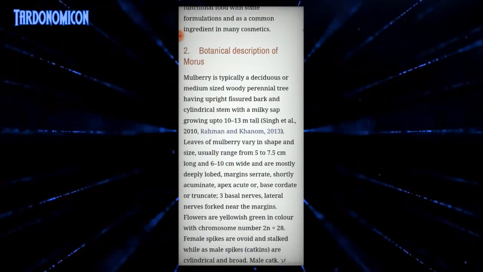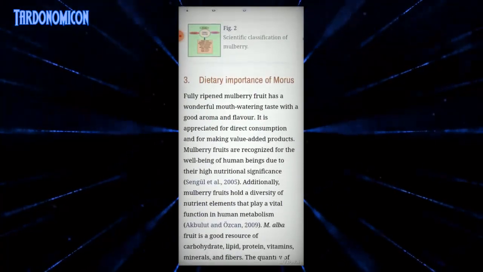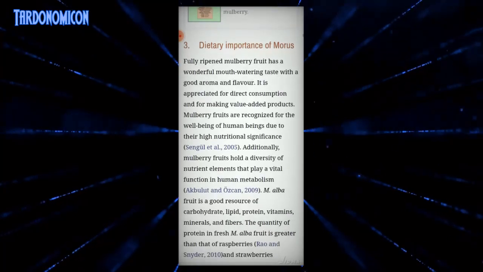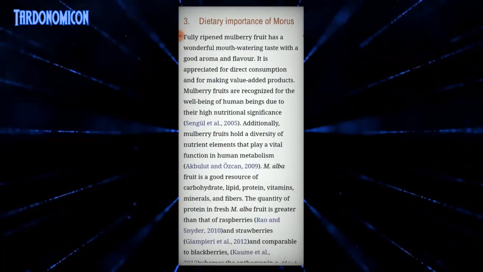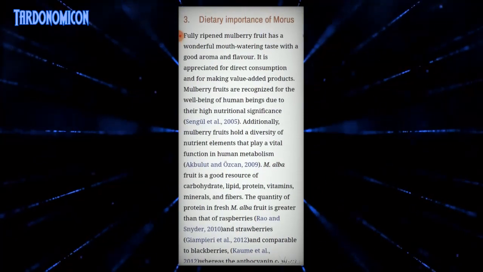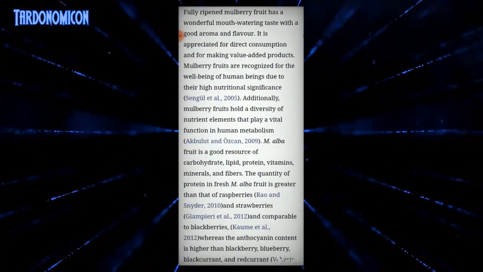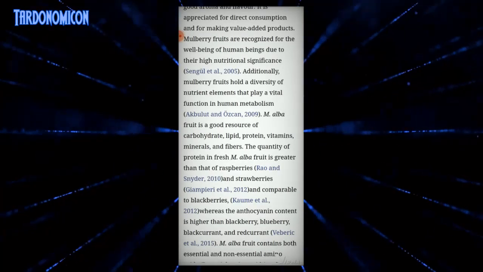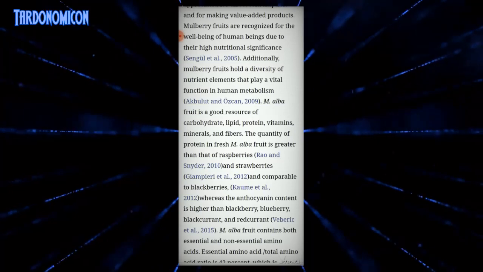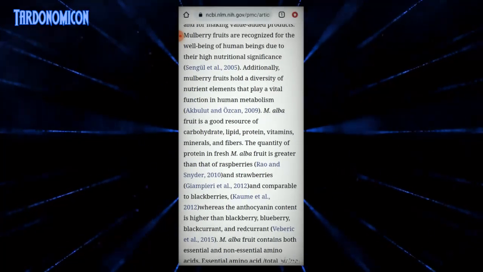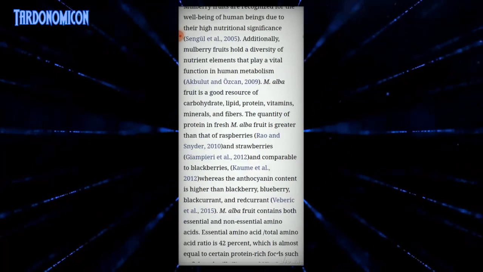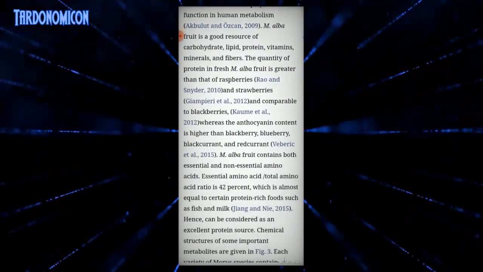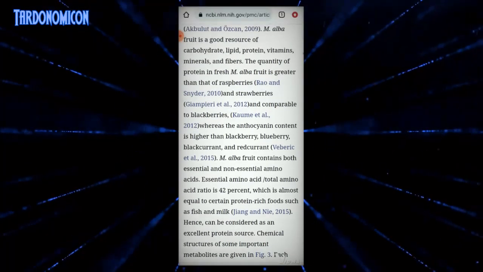Botanical description. Okay, this is just the botanical description. Dietary importance. Fully ripened mulberry fruit has a wonderful mouth-watering taste with a good aroma and flavor. It is appreciated for direct consumption and for making value added products. Mulberry fruits are recognized for the well-being of humans due to their high nutritional significance. Additionally, mulberry fruits hold a diversity of nutrient elements that play a vital function in human metabolism. Carbohydrate, lipid, protein, vitamins, minerals, and fibers.